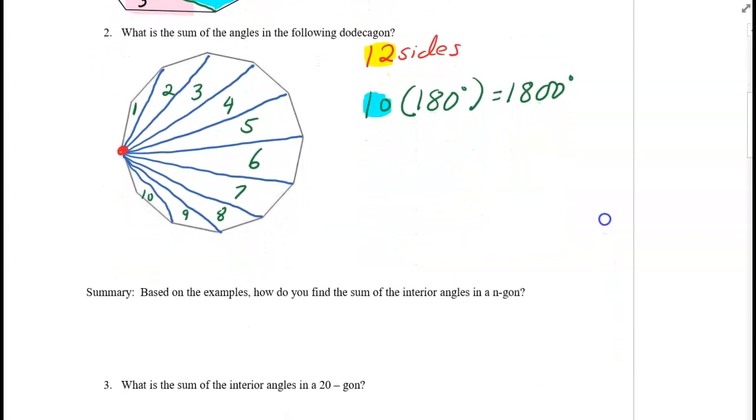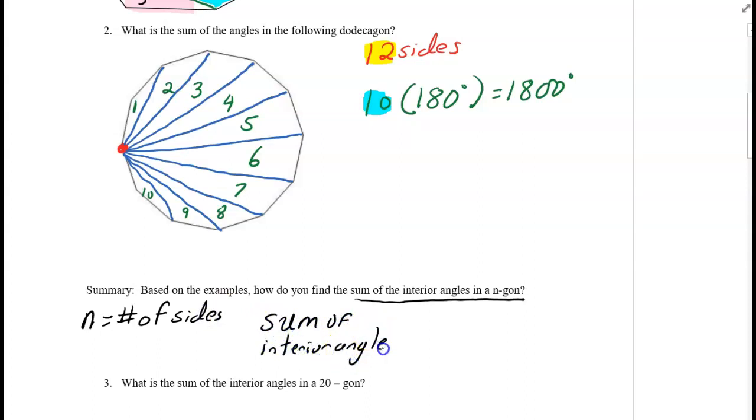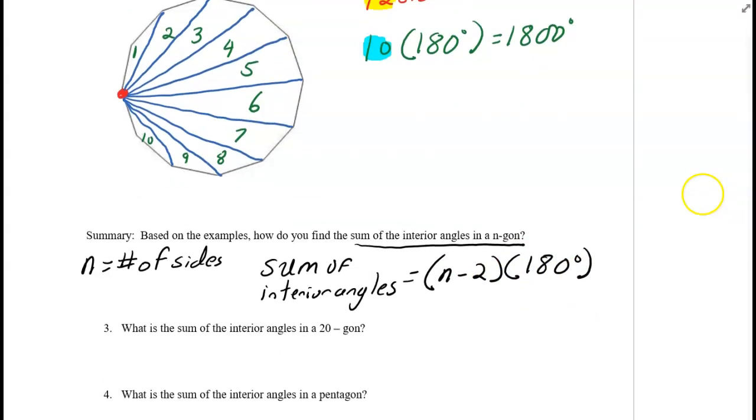So it turns out that the sum of the interior angles of an n-gon, where n represents the number of sides, the sum of the interior angles is always equal to n minus 2 times 180 degrees. Some people like the symbol, some people will say number of sides minus 2 times 180 degrees.